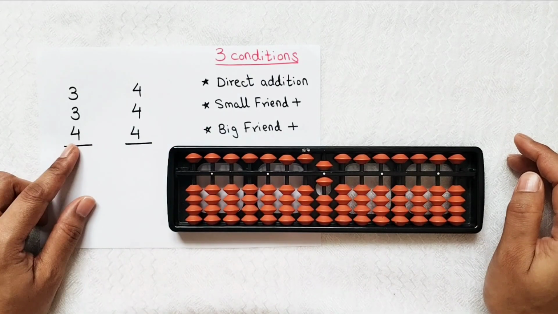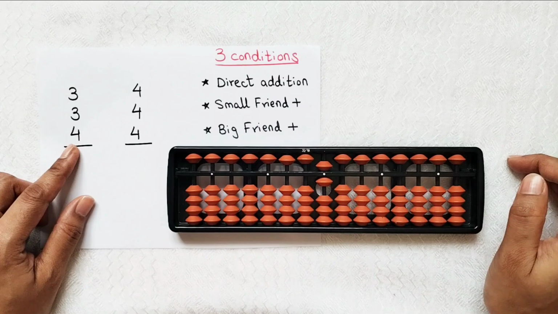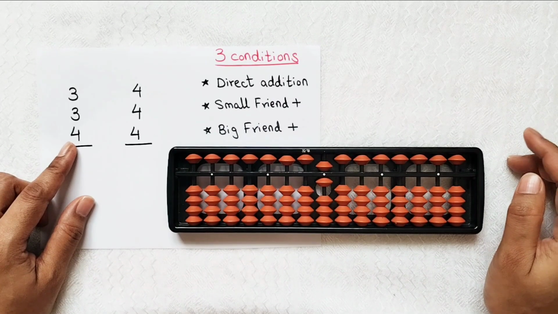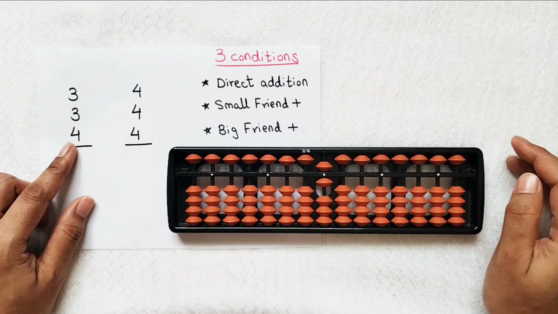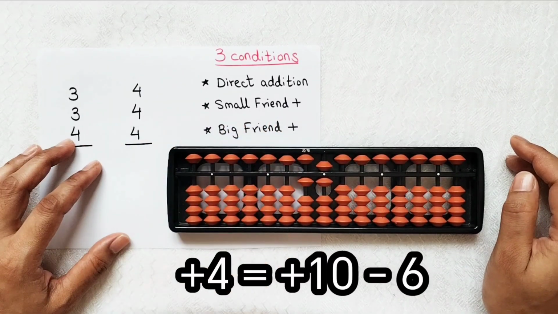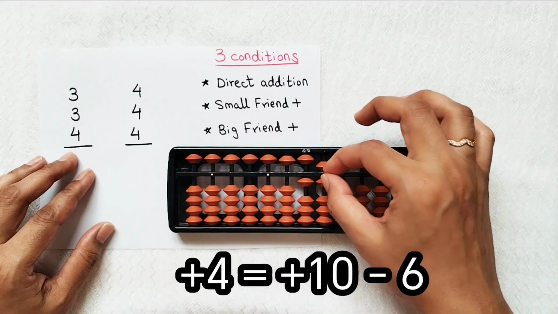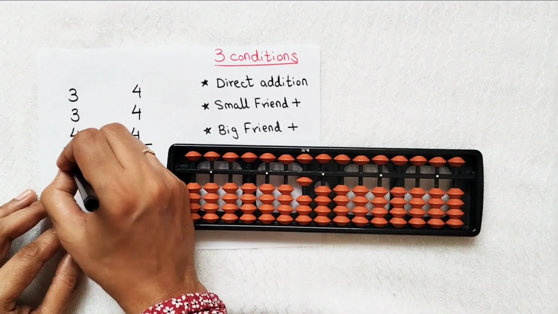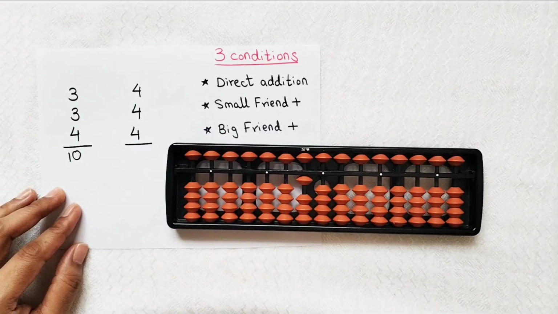So now this 4 I have to add using big friend addition. Who's the big friend of 4? 6. Very good. So what is the formula here? Add 10 and less the friend of 4, that is 6. So my answer is 10. Next one.